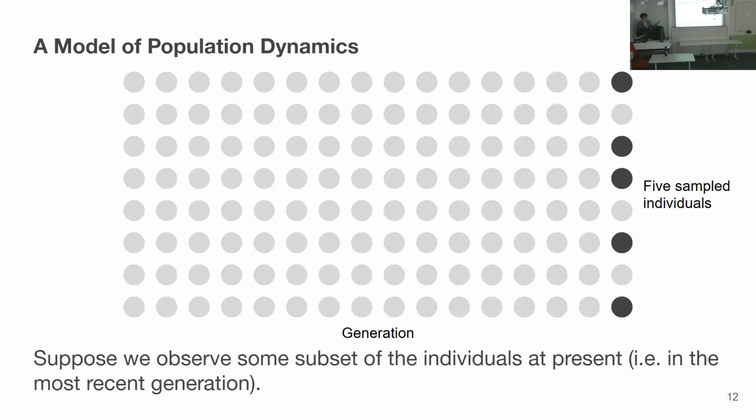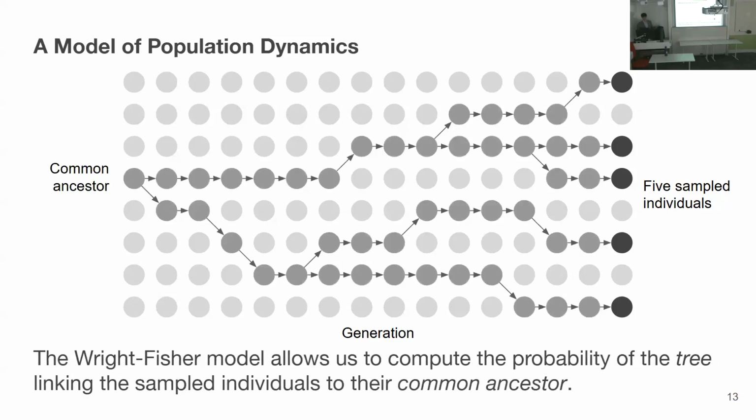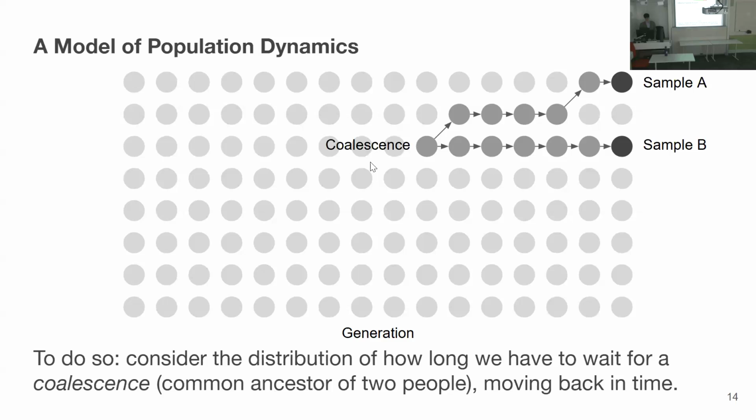So now, suppose that we observe just some subset of the individuals at present, say in the most recent generation. The Wright-Fisher model is perfectly capable of quantifying the probability associated with the ancestral relationships between those sampled individuals. Of course, the Wright-Fisher model will also tell us who is the ancestor of all of these unsampled individuals, or people who are not in the ancestral history of the sample. But we can just marginalize over all of those other ancestral relationships to compute the probability of these 5 sampled individuals leading back to some common ancestor per the tree structure that is shown on the screen here.